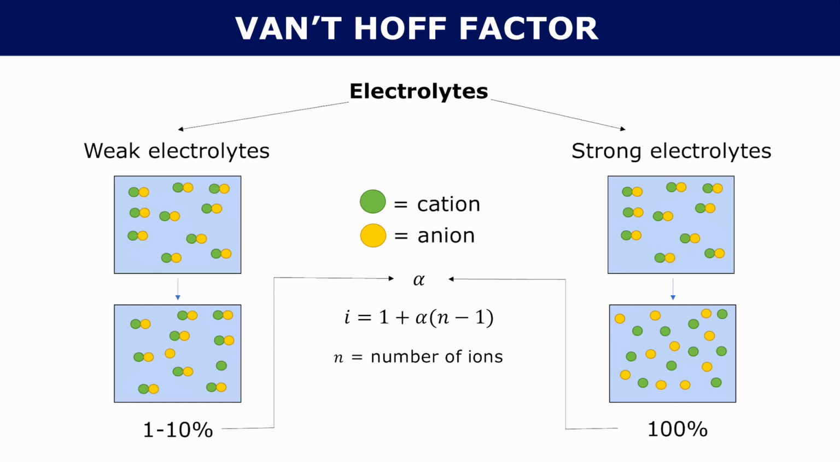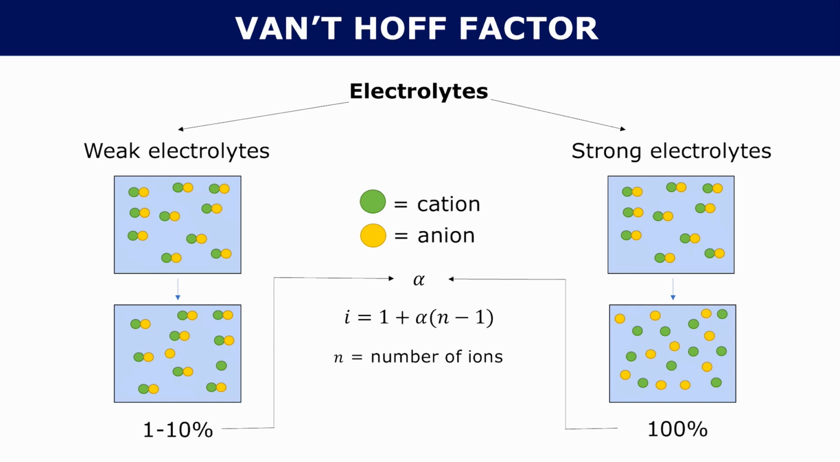To calculate the Van't Hoff factor for electrolytes, it's going to be this formula. So it's i = 1 + alpha times (n - 1), where n represents the number of ions. If you notice for strong electrolytes, your alpha value is 1. So that means i comes out to 1 + (n - 1), which means that i is basically going to be n. For weak electrolytes, it's going to be far less since your degree of dissociation is between 0.01 and 0.1.